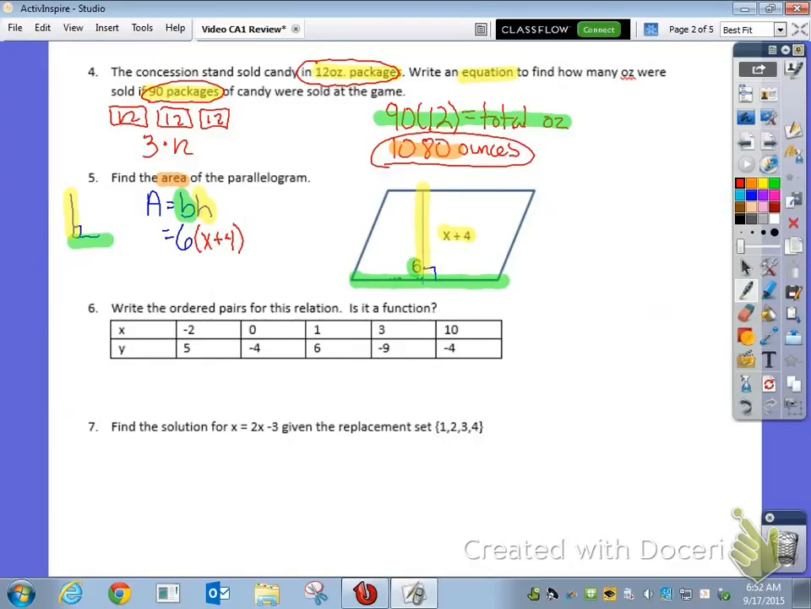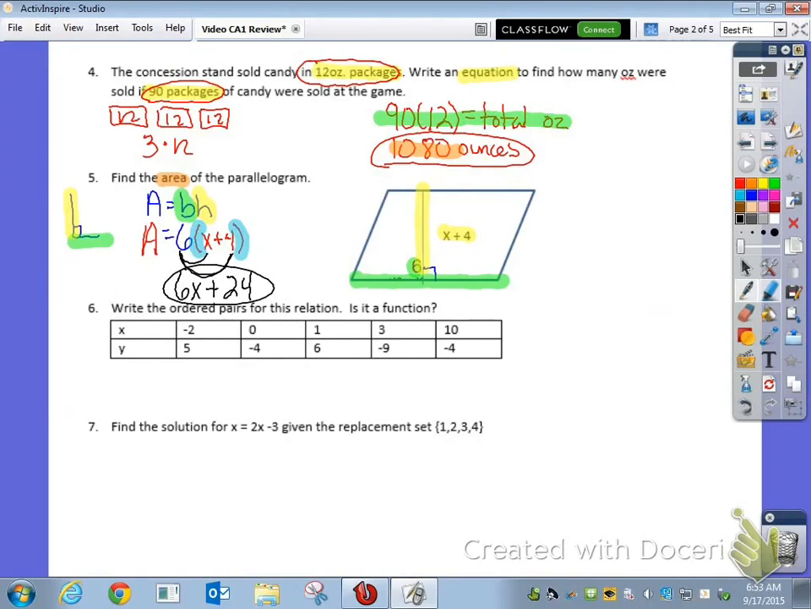Now, I'm looking for area, okay? If I have a number next to parentheses, remember this, anytime you see parentheses, you need to think, oh my goodness, I need to multiply. And I have to multiply the 6 with both of the things in there, not just one of them. You have to multiply with everything that's in parentheses. So 6 times x is 6x. 6 times 4 is 24, and it's a positive 24, so I put plus. So that is my answer, 6x plus 24.